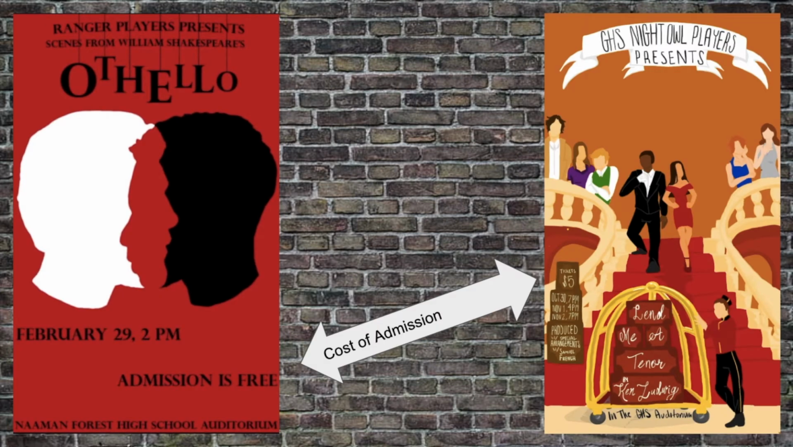Then we have cost of admission. It's important to let people know how much money it is going to be, or if it is any money. For example, in the Othello poster, admission is free. How nice is that? That is important information. On the other side, Lend Me a Tenor, it's $5. If you have multiple ticket prices, say $3 for students, $5 for adults, $10 for another group, that would be great to put on there.